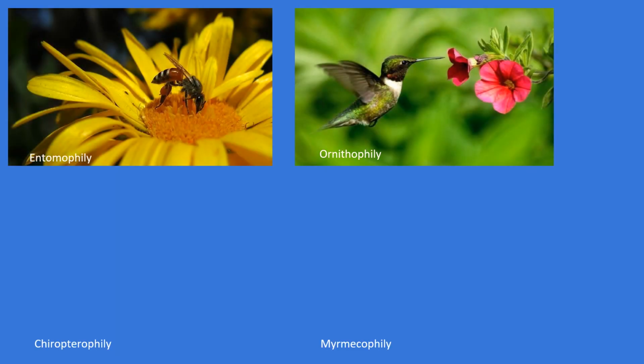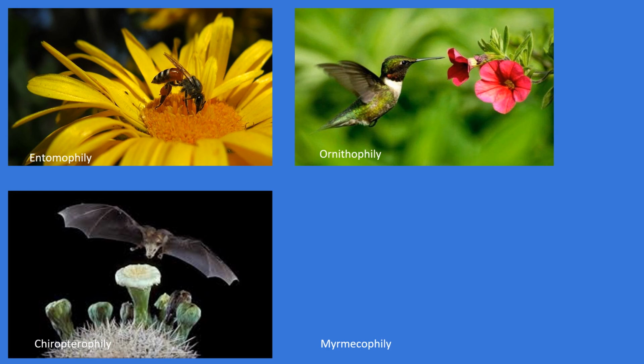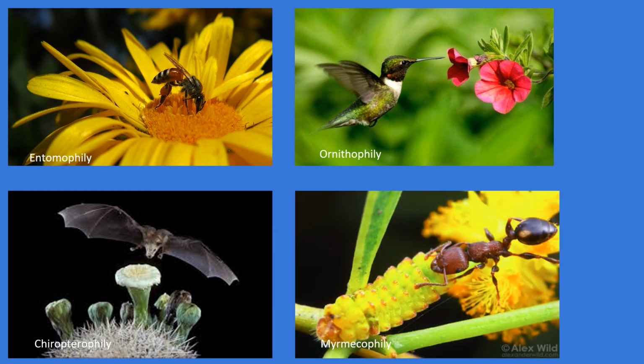The diagram is showing entomophily, ornithophily, chiropterophily and myrmecophily. Here you will find the first is insect, then bird, then bat, and then you will find the ant.